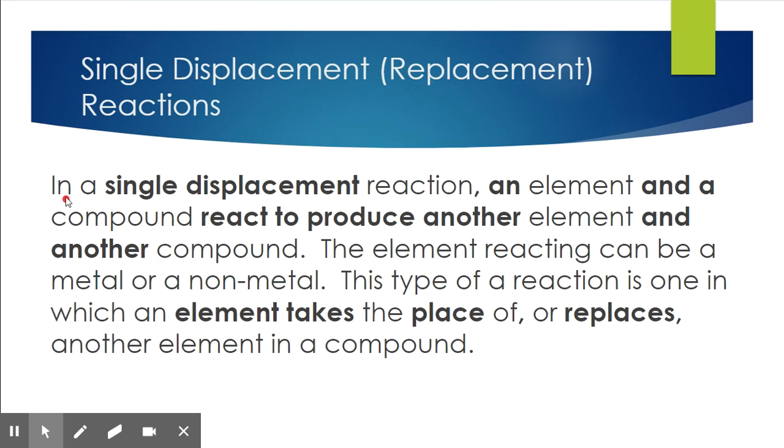In a single displacement reaction, okay, here's our next one. An element and a compound react to produce another element and another compound. The element reacting can be a metal or a nonmetal. This type of reaction is one in which the element takes the place of, or replaces, another element in the compound.